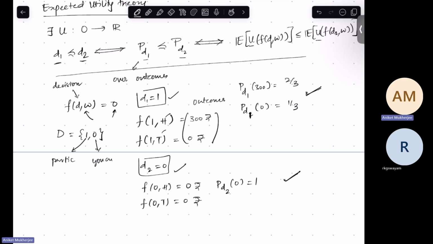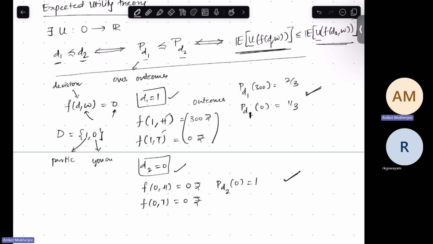This theorem just says that there will exist a utility function. Now, what is that utility function? That we don't know. What that utility function does is, if you calculate the expected utility of one decision and the other, these are both real numbers, because you're calculating the expectation. So you can order them.